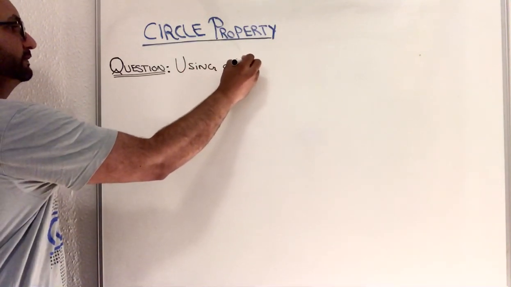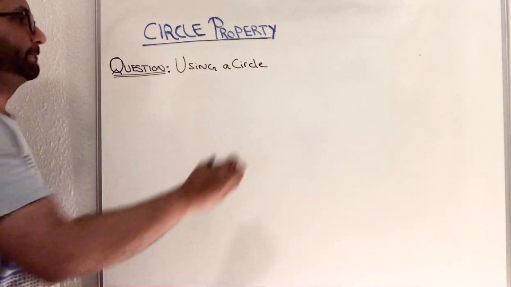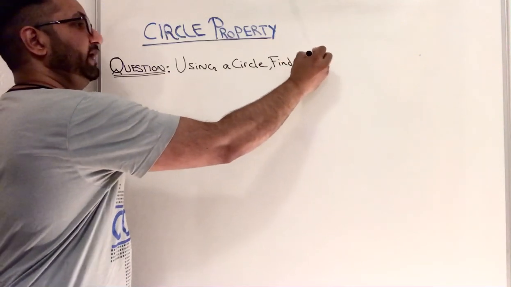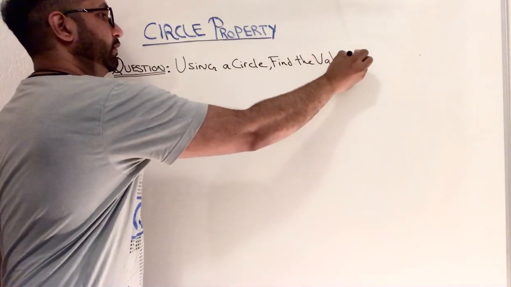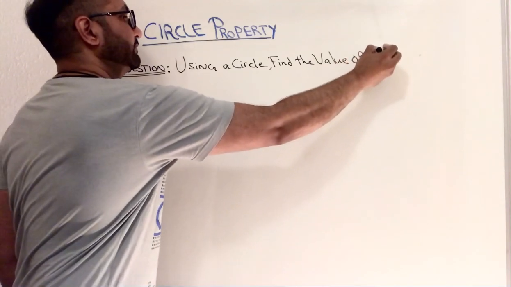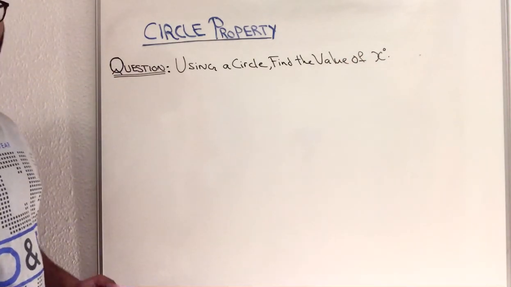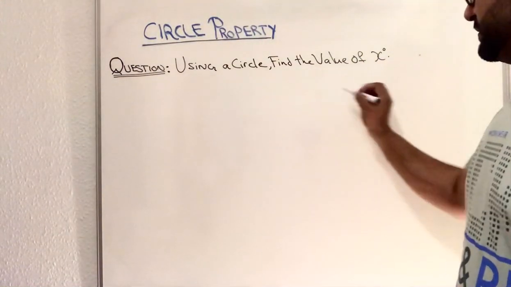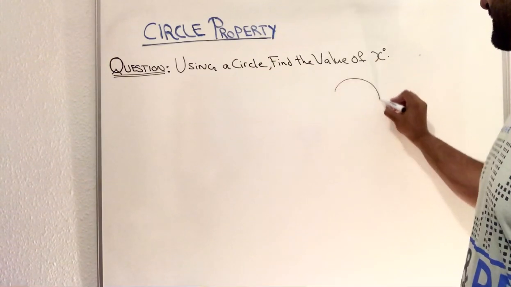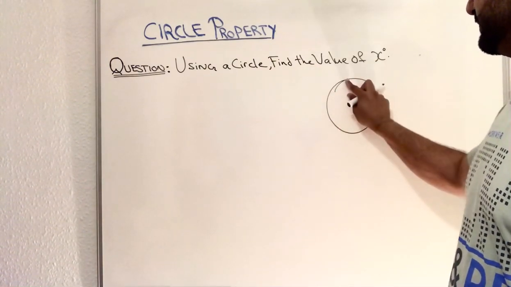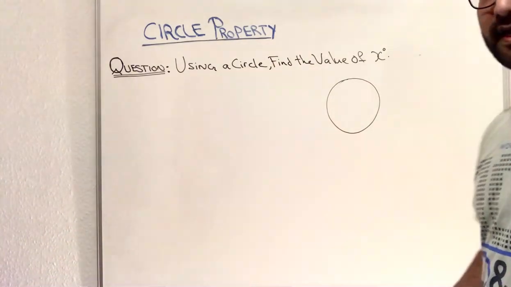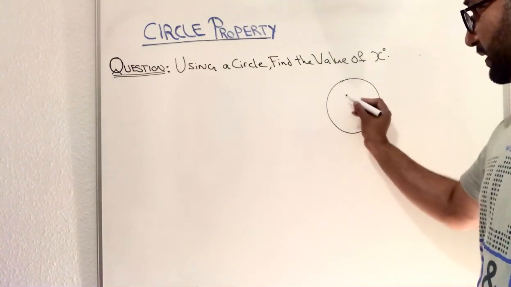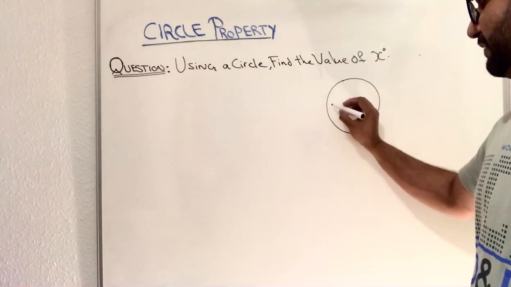Using a circle, find the value of x. First of all, we will draw a circle, and just like in here they said that this is a circle, right? And as you know, in here they have given two chords.